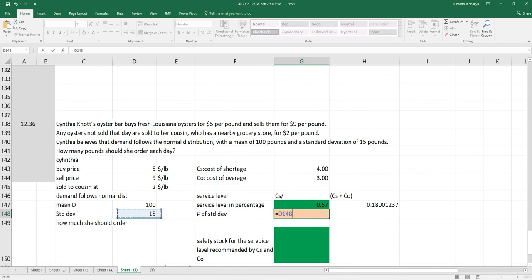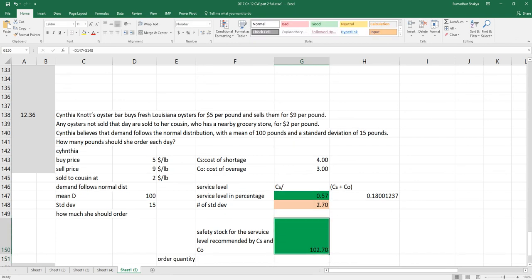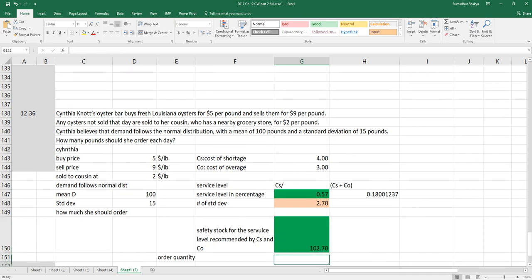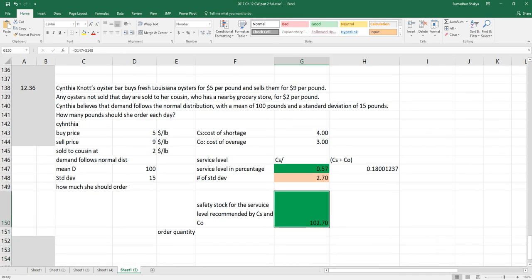So we are given one standard deviation is 15, but we want to be 0.18 times the standard deviation away from the mean. So this is the safety stock. So the total she should order is equal to 100 plus 2.7. Now, since this is the last calculation, we can say that she should order 103 pounds. Okay, and at this point, it's okay to round up because this calculation is not going to be used by anybody else or later down in the calculation.